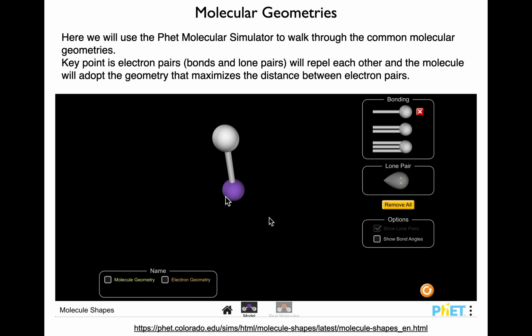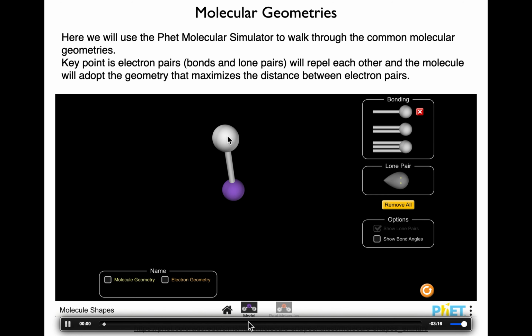What we have is a central atom in purple and an outer atom in gray, and currently there's just 2 atoms with 1 covalent bond associated with it. So let's go ahead and start the simulation, and we can move it all around, we can drag it one way or the other.